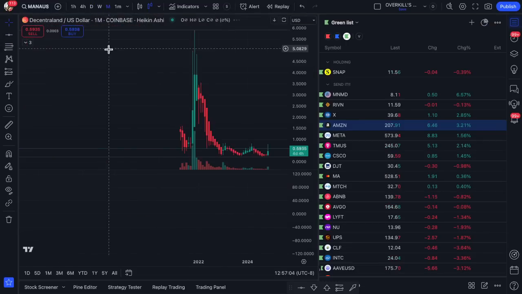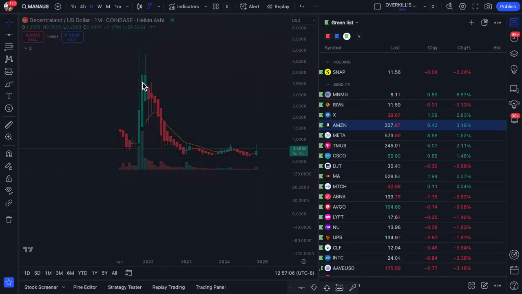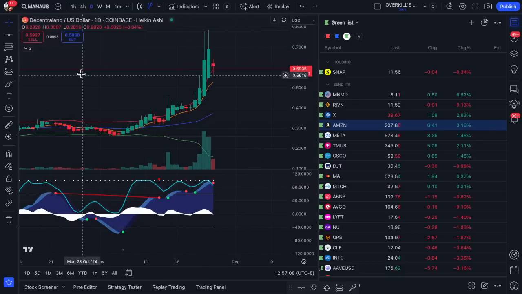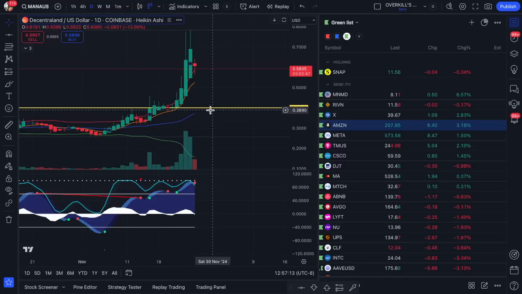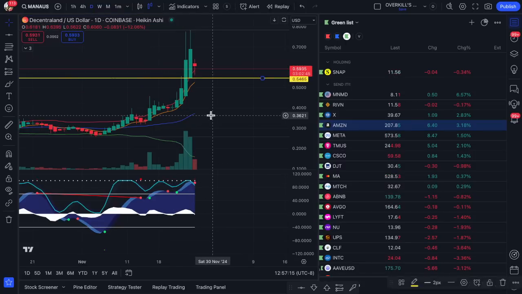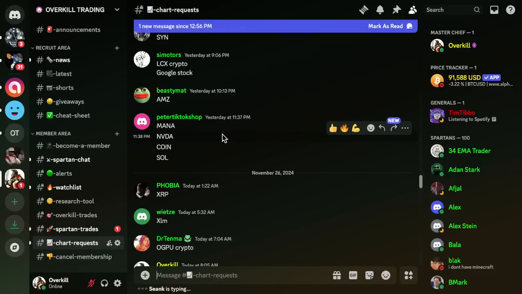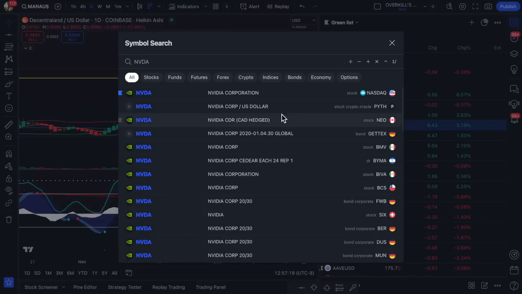Monthly charts breaking out here, but the daily is overextended. So we're waiting for a pullback, maybe into 40 cents here. Boom. Okay, got the red dot today. So set your stop loss right there at around 54. NVDA, NVDA.